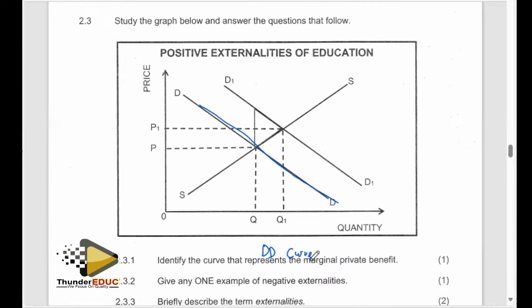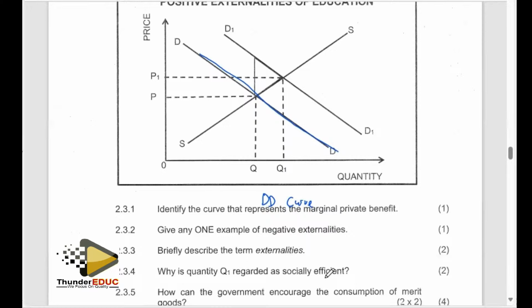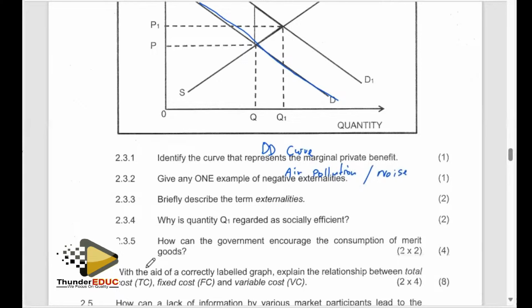Okay, right. Let's move on to 2.3.2. Give any one example of a negative externality. One of the examples is air pollution. We have air pollution or noise. Noise can be an example of a negative externality.